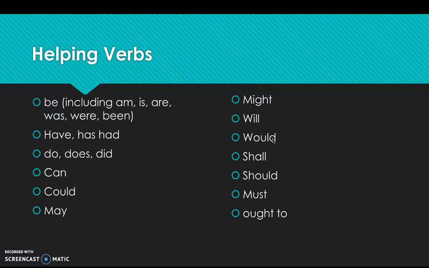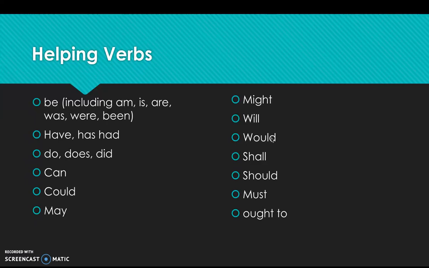Here's a list of helping verbs. The ones to pay particular attention to are the be verbs. So be verbs being am, is, are, was, were, been. These can also be linking verbs. More on that later. But the key difference is going to be, is there an action verb immediately following it? If so, it's helping that action verb, and so it's a helping verb.